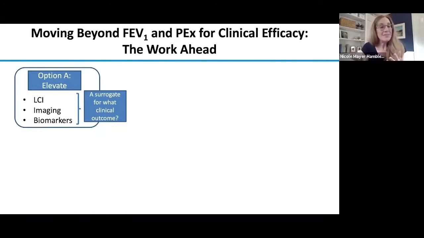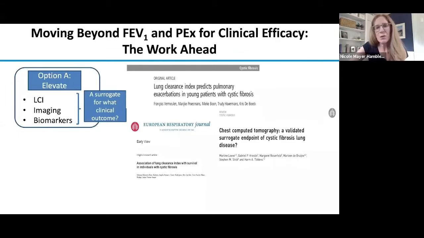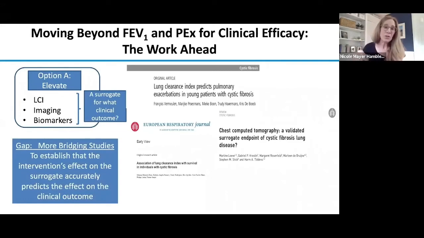Now, we need to define what they're a surrogate for. Is LCI a surrogate for exacerbations? Is it a surrogate for FEV? There's a lot of work that's going on to really link these outcomes to key clinical efficacy measures. The work ahead is we do need more bridging studies to really establish that the intervention's effect on the surrogate accurately predicts the effect on the clinical outcome.